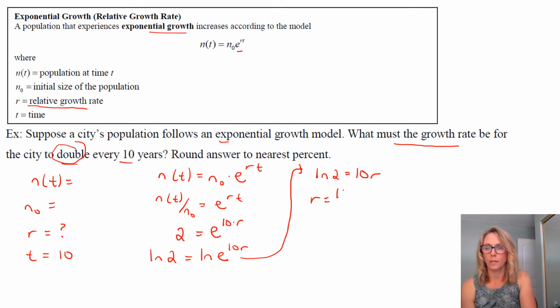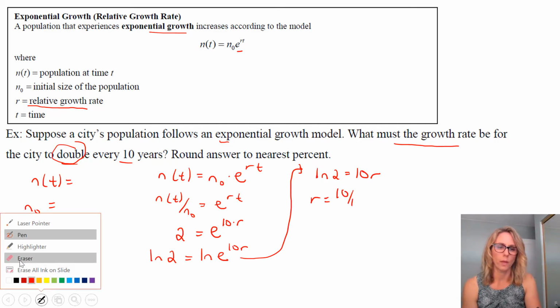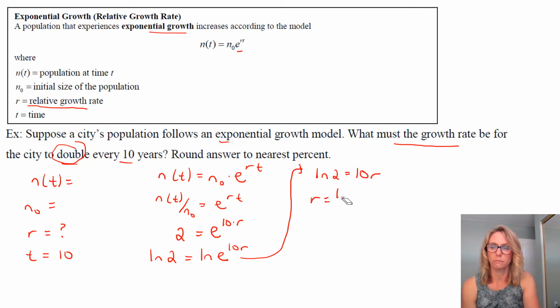I'm going to bring it to the left-hand side so that I just have r on the left-hand side. So I'll have ln 2 divided by 10. And that is some number. So we can put that in the calculator, ln 2 divided by 10, and we see what we get.